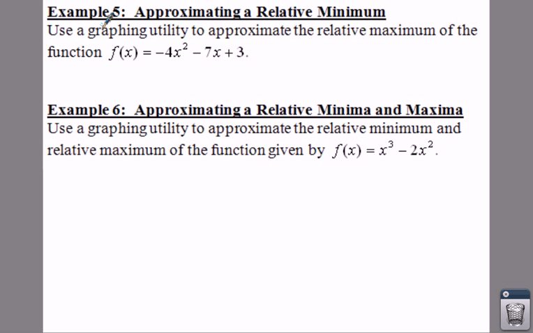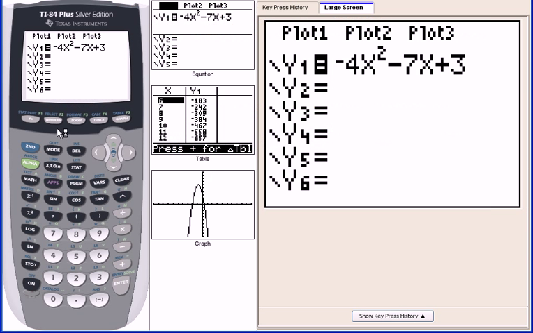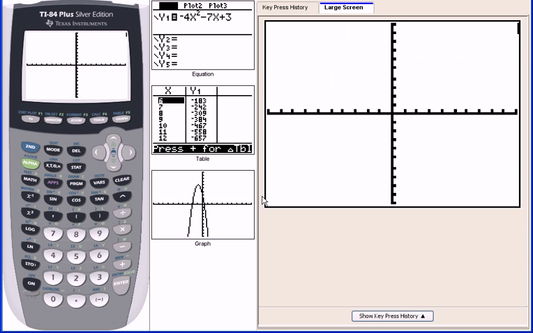For the first equation, we have f of x equals negative 4x squared minus 7x plus 3. So when we type this into your calculator, you're going to go to the y equals button, and you type in your function, negative 4x squared minus 7x plus 3. Make sure you use a negative here, not a minus. And we're going to hit the graph button, and you get this pretty little graph that looks like a parabola. Oh wait, no, it is a parabola.